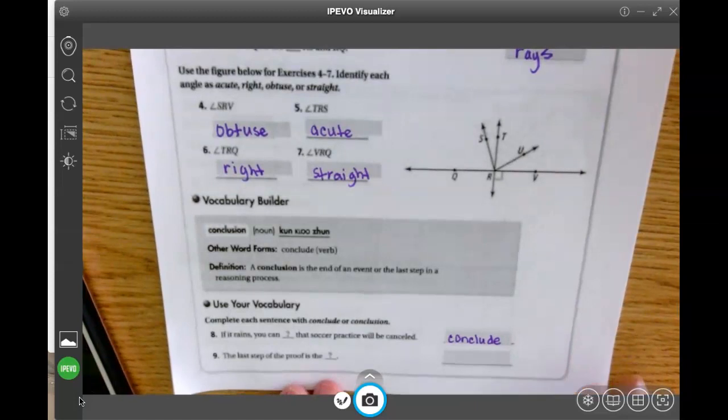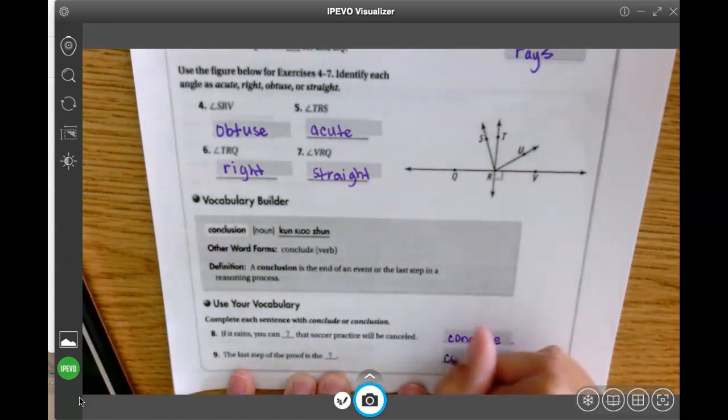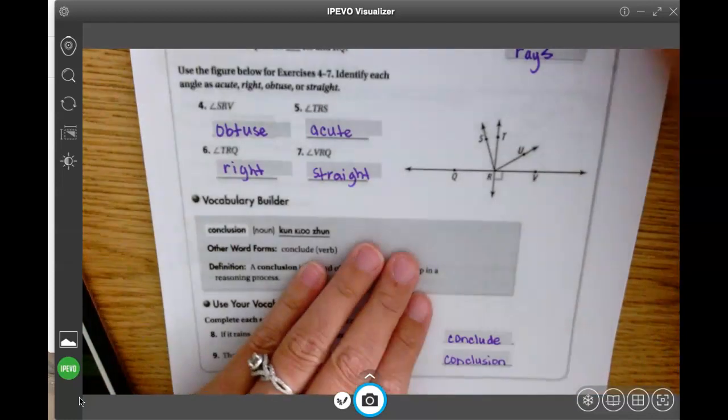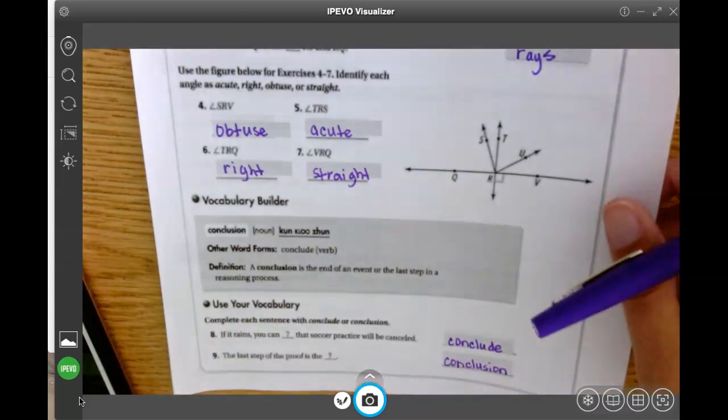The last step of the proof is the what? Conclusion. The proofs that we deal with this year are not the proofs like I dealt with when I was in high school. When I was in high school and I took geometry, we could have 13, 14, 15 step proofs. You all, I think the most that you might have is a 5 to 6 step proof. And most of them are less than that. And so you'll see what I mean soon enough, but proofs are really fun.